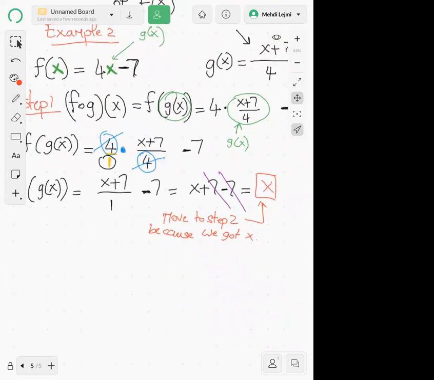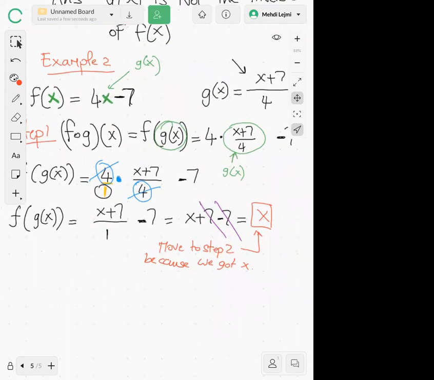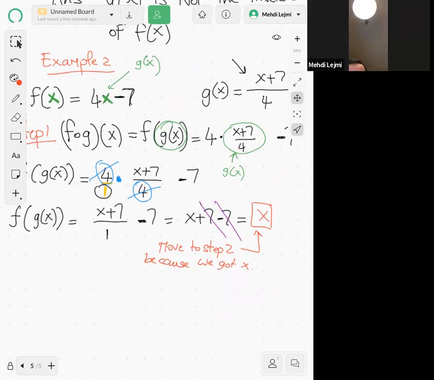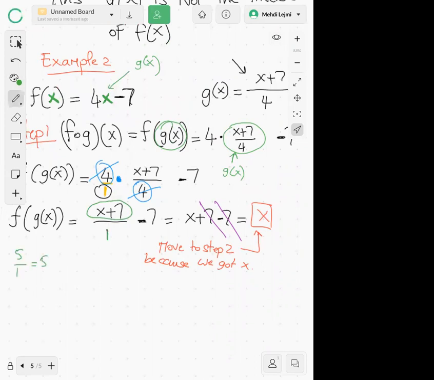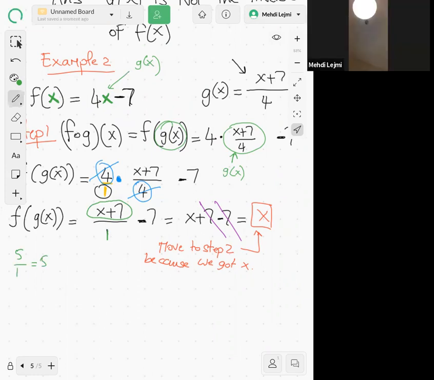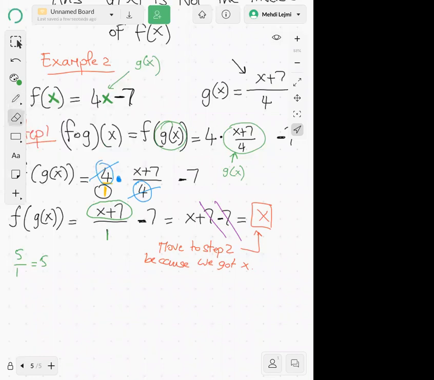What was that about the number 1 you said? I was saying that any number divided by 1 would be the same number. Like if you divide 5 by 1, it would be 5. So x plus 7 over 1 is going to be just x plus 7. Okay, I see now.